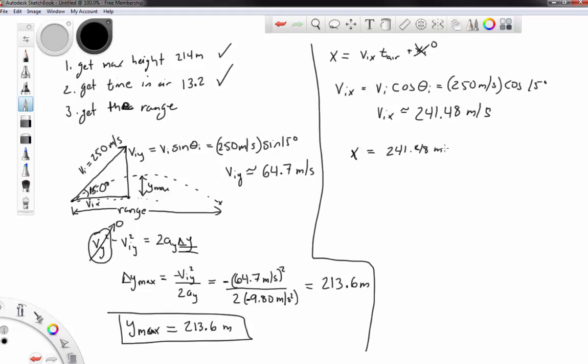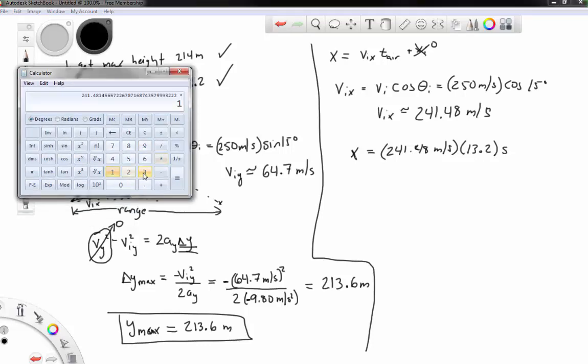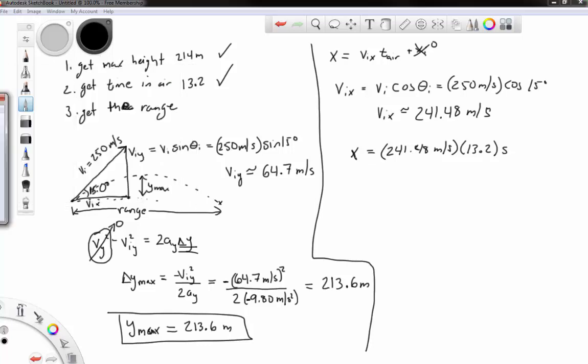So therefore the range x is going to be 241.48 meters per second times the time that we solved for in the previous step, 13.2 seconds. So take this guy and multiply by 13.2 seconds and you get 3,187.5 meters. So x is approximately 3,187.55 meters, or if you want, we can put significant figures in. Based on the numbers given, that's going to be 3,190 meters.